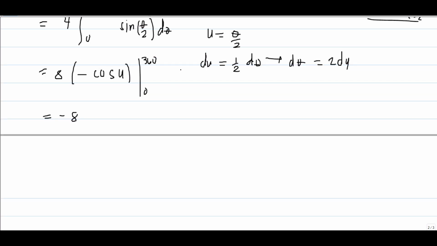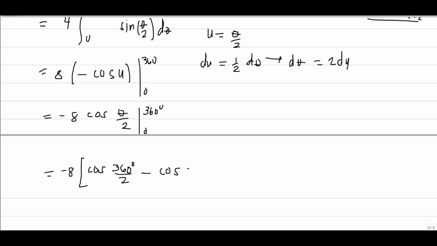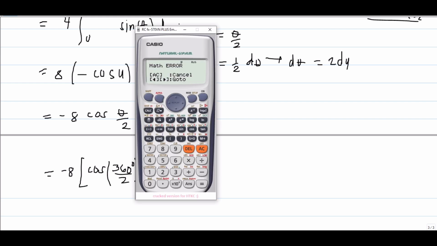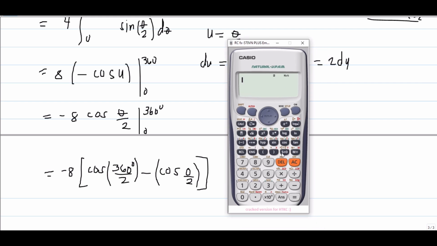Let's now substitute theta over 2 back, so it is cosine of theta over 2, from 0 to 360 degrees. Using the fundamental theorem of calculus, that would equal negative 8 times the bracket of cosine of 360 degrees over 2, minus cosine of 0 over 2, substituting the upper and lower limits. We can now calculate using our calculator.